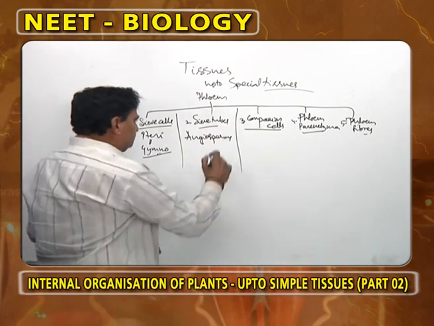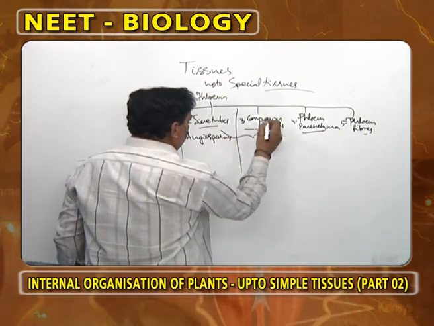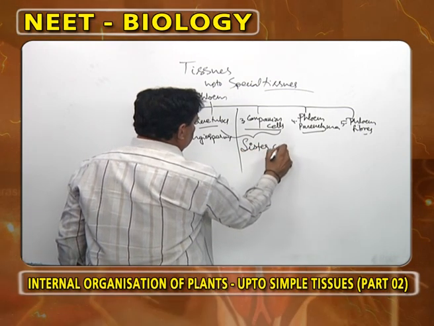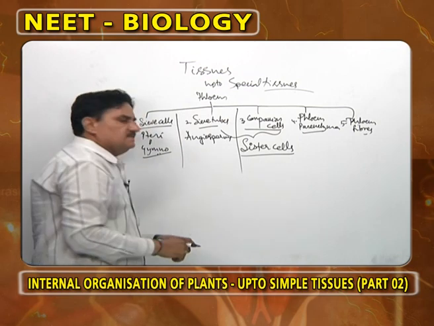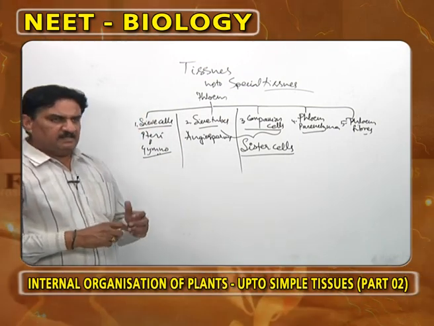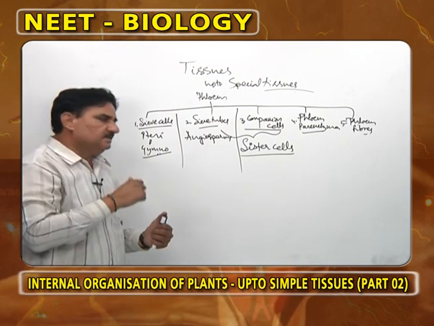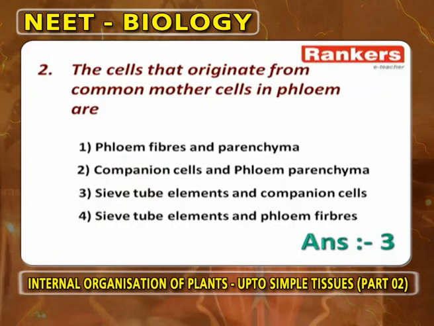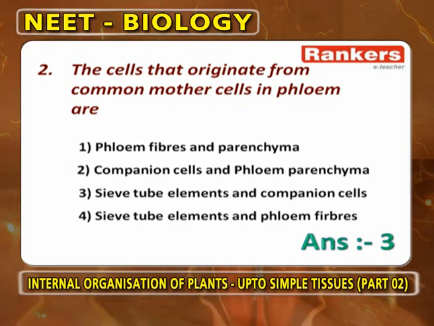The sieve tubes and companion cells both originate from the same parental cell. That's why these two are called sister cells. The difference between companion cells and sieve tubes is that sieve tubes lose the nucleus at maturity, which means they become enucleate. But companion cells retain the nucleus even at maturity.